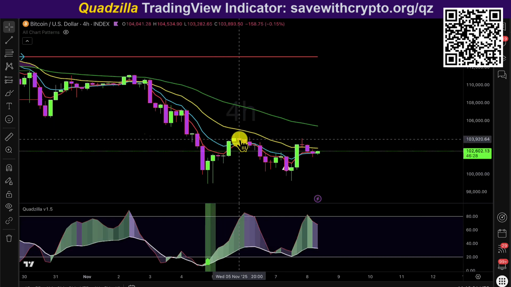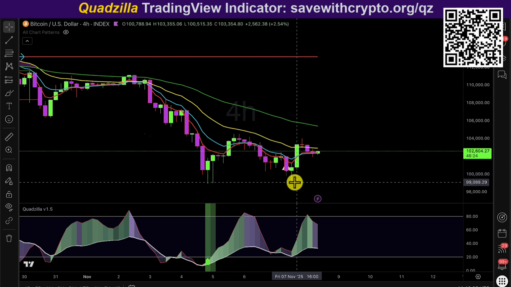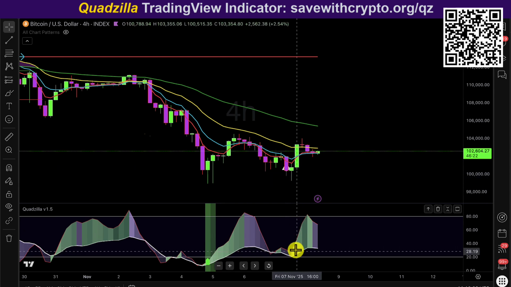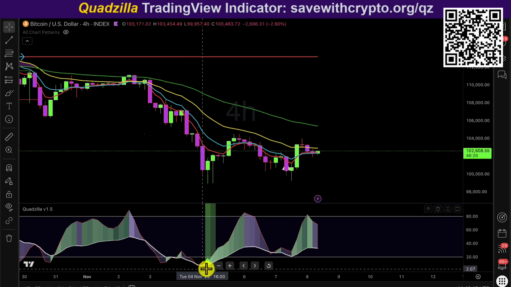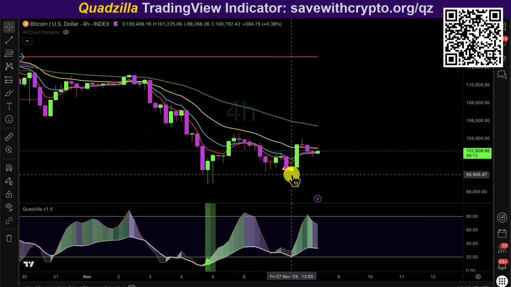Now we did do a double bottom, we did come back down and do it all over again. And at that point, we didn't quite have the strong signal like we did back here. But you can see that the convergence band was pretty low, and from there we went up.